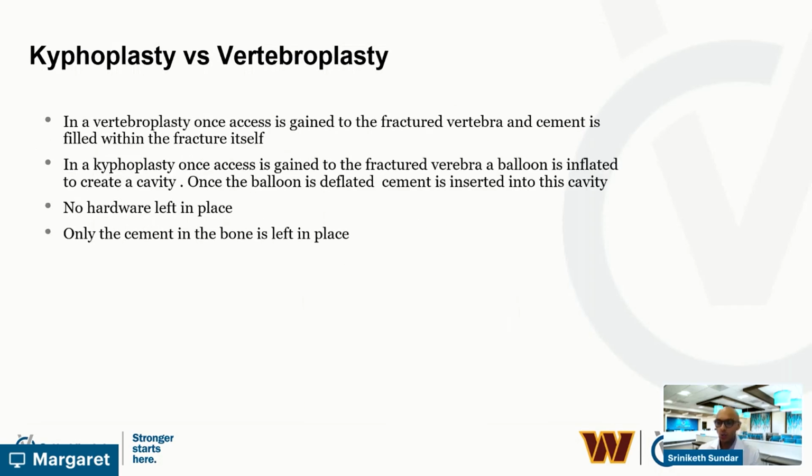So I'll show you some pictures, but just to describe it in words, a vertebroplasty is where you gain access into that fracture and you fill cement within all the fracture lines. The difference is in what's called a kyphoplasty, we inflate a small balloon to create a cavity within that fracture, deflate it, take it out, and then within that cavity, we try to fill the cement. No hardware is left in place, only the cement, so no screws or rods or anything like that for this particular type of procedure.